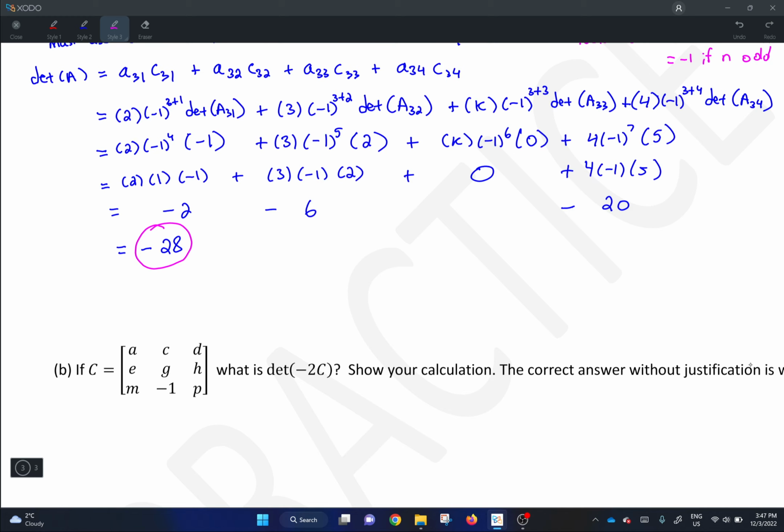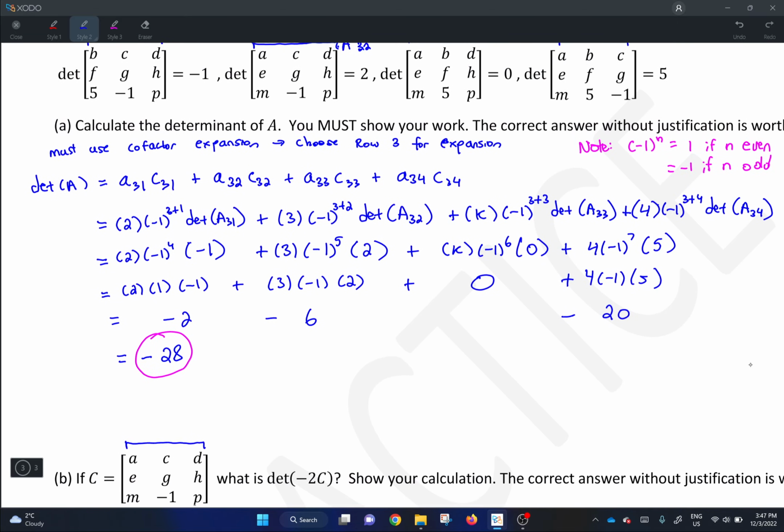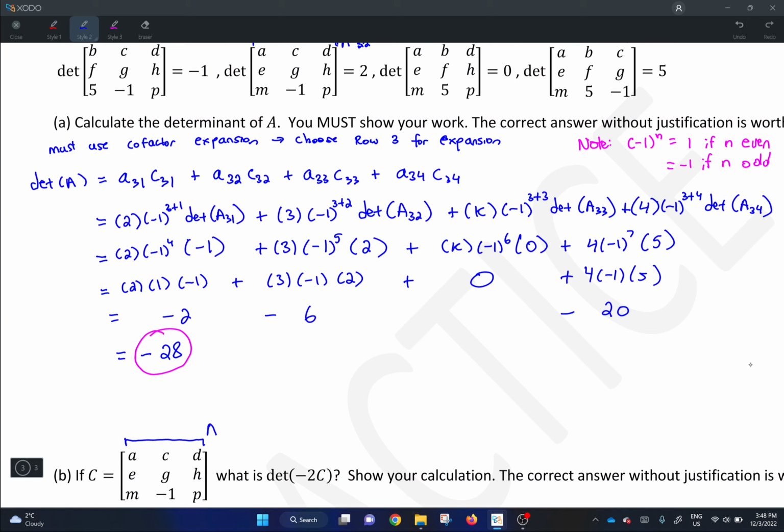Okay, part B. If the matrix C is equal to A, C, D, E, G, H, M, minus 1, P, what is the determinant of negative 2C? So which one is this? This is, let's see, A, C, D. Do we have one of those up there? A, C, D. This looks like A32. E, G, H, M, minus 1, P. So that's A32.